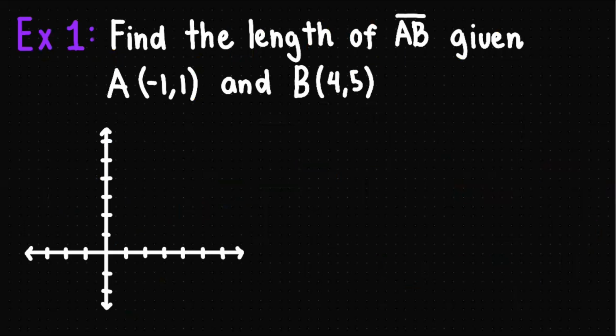For our first example, we're tasked to find the length of the line segment AB given these 2 points. First, to visually represent what is happening, let us plot these 2 points. We know that its x coordinate is -1, and its y coordinate is 1.